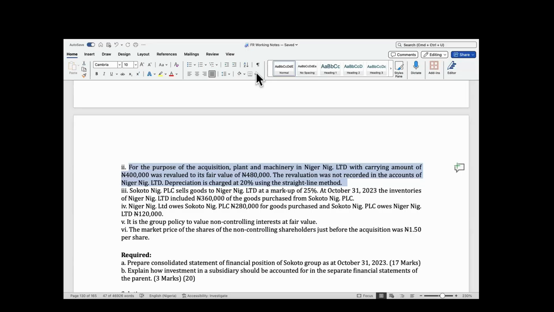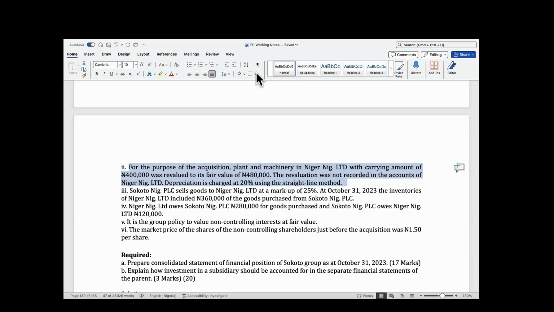Yeah, so this created a revaluation surplus of 80,000. And that will increase our plant and machinery. And then the 80,000 also will be added to our net asset acquired, as will be factored into our net asset acquired in the calculation of goodwill. That's perfectly correct. What about the depreciation side?